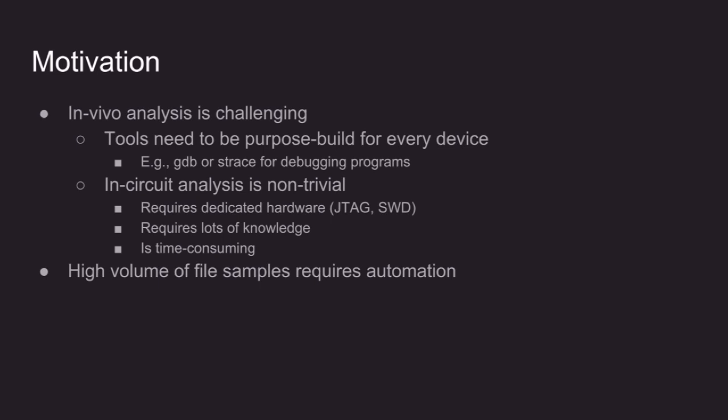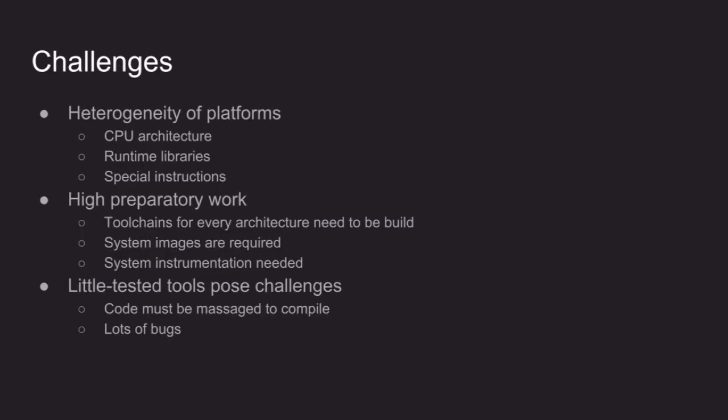It requires knowing the registers of the CPU and so on. So it is very time-consuming. If we want to analyze a high volume of samples, we need to automate that. The challenge in automating is that the heterogeneity of the platforms for IoT is huge. There are different CPU architectures, and different runtime libraries like glibc and uclibc on Linux, which are incompatible, so you cannot install them on the same system. You have special CPU instructions, like the coprocessor instruction on ARM, where you can access device-specific registers, and on all IoT devices everybody can implement their own registers.